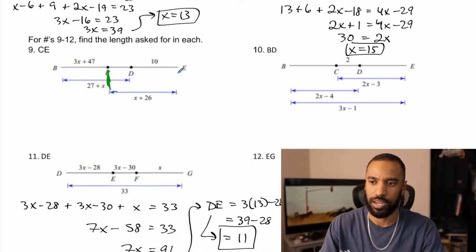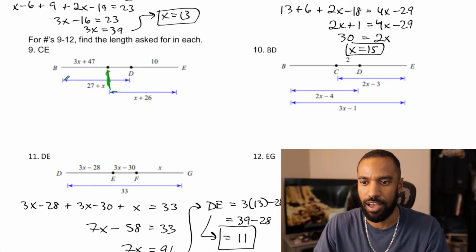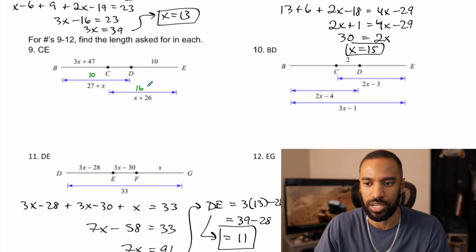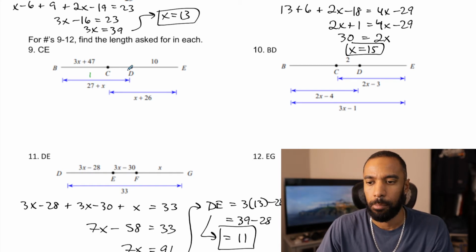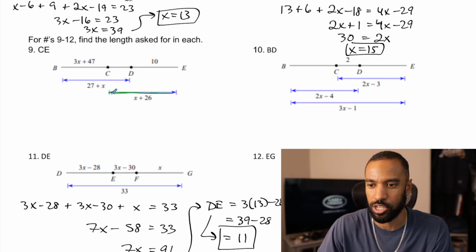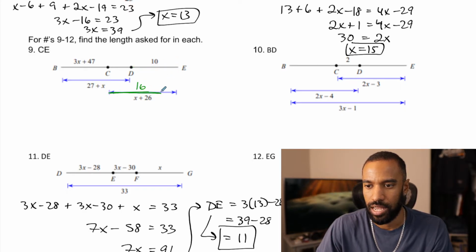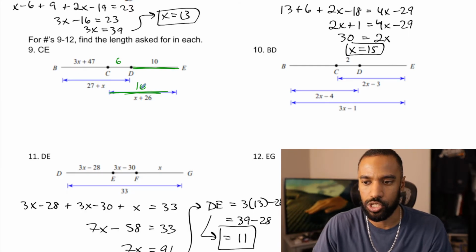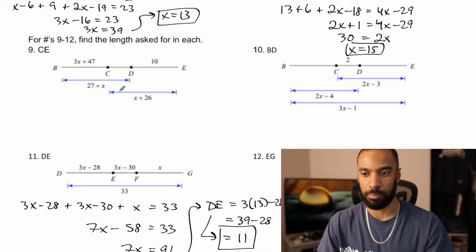This length right here, notice that CE is x plus 26. And then you have BD is 27 plus x. So there's a little overlap. If I told you that this length was 10 and this length was 16, you couldn't guarantee how much length was in between in the overlap. But you can compare, say, x plus 26 with 10. Let's say this length was 16 again. If this is 16 and this is 10, how long is that? Well, it's 6. You would do 16 minus 10. Now, I don't know that this is 16. I'm just saying, for example, that's what you could do.